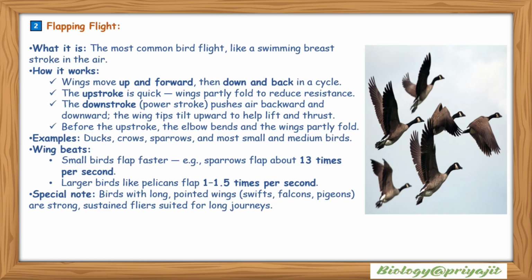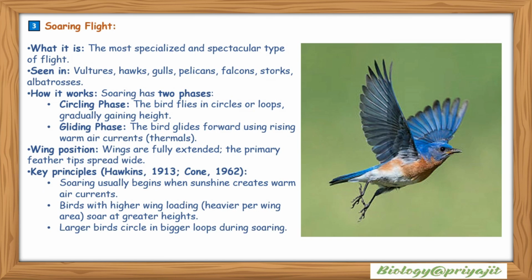Wing beats. Small birds flap faster. Sparrows flap about 13 times per second. Larger birds like pelicans flap 1 to 1.5 times per second. Special note: birds with long pointed wings like swifts, falcons and pigeons are strong, sustained flyers suited for long journeys.